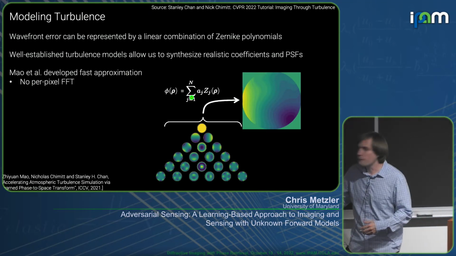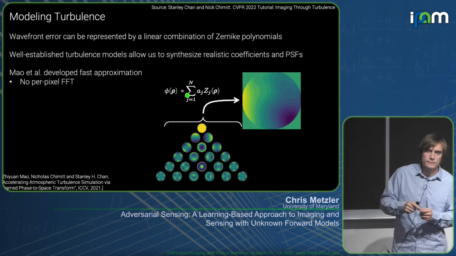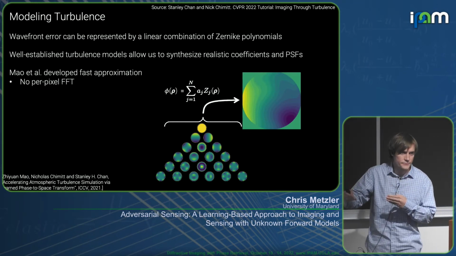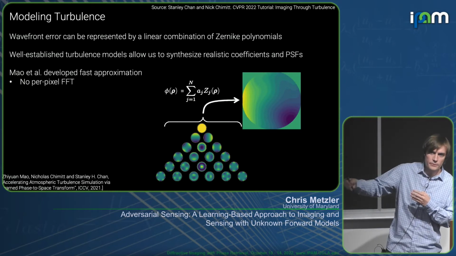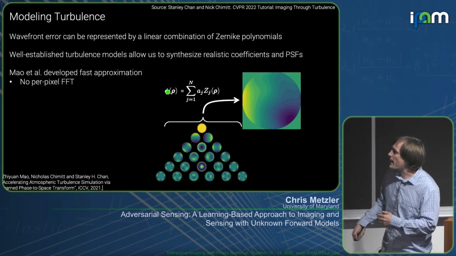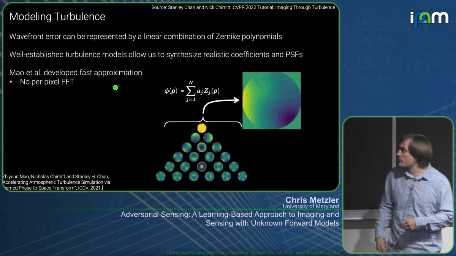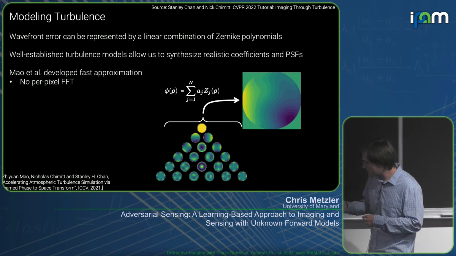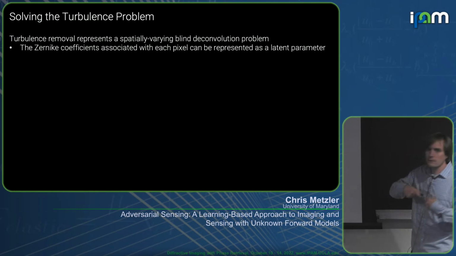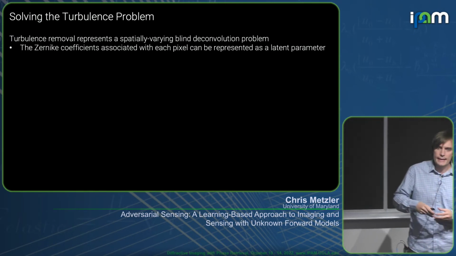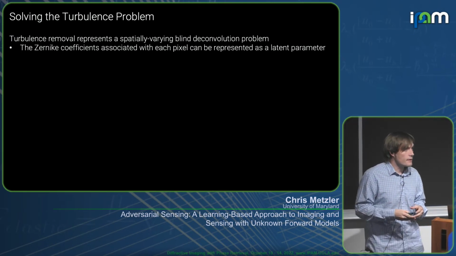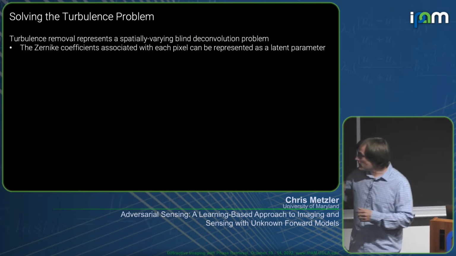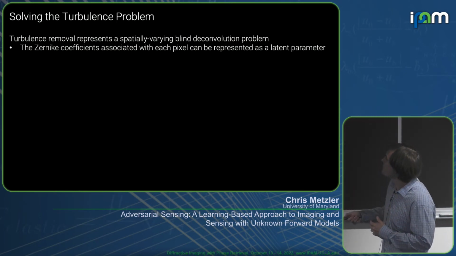If we had the phase error at every single pixel in the scene, we'd now have to compute the Fourier transform to compute the point spread function at every point in the scene. Mao et al. and Stanley Chan's group from Purdue developed a fast approximation that avoids these costly operations. But with this forward model in hand, we can now apply adversarial sensing to the turbulence removal problem.